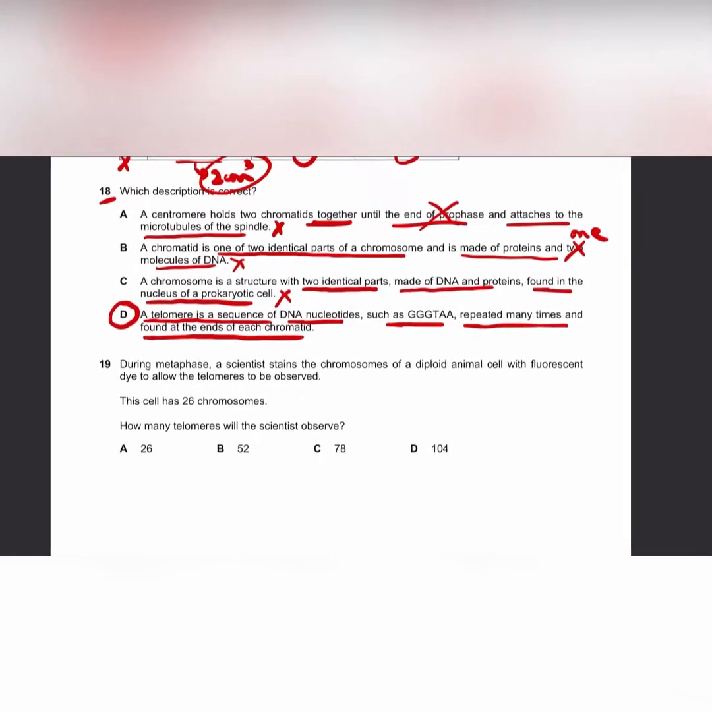A telomere is a sequence of DNA nucleotides such as GGG, TAA repeated many times and found at the end of each chromatid. This is true. As you all know, a telomere is a sequence of non-coding DNA nucleotides such as GGG, TAA, which repeat many times, and they are found at the end of each chromatid or the end of the DNA. The right answer is D. Let's talk about MCQ number 19.